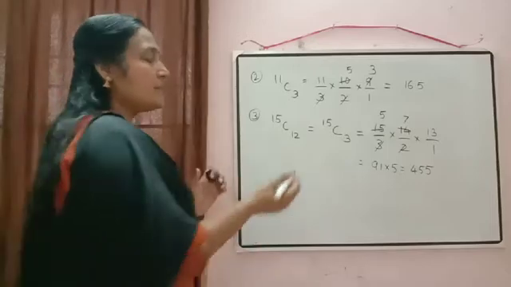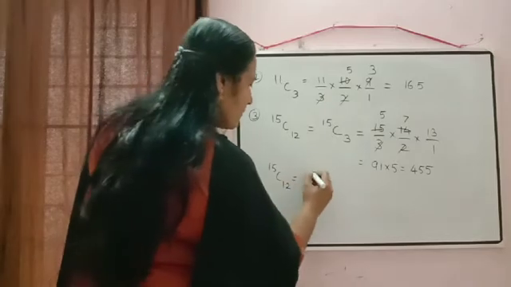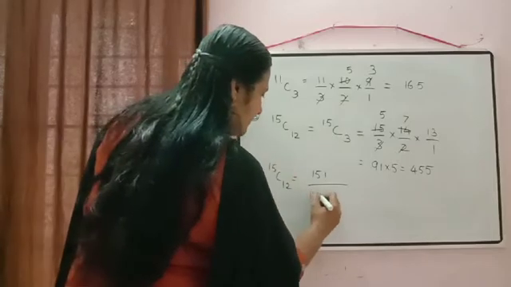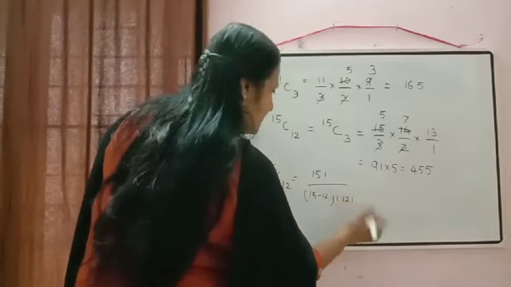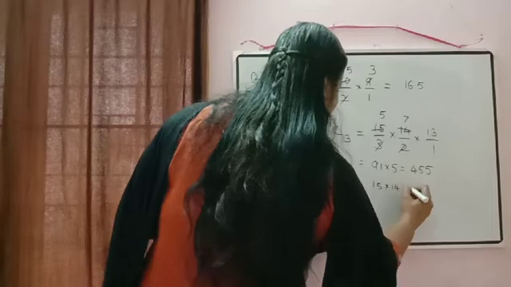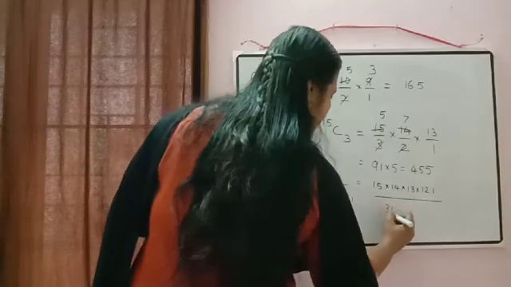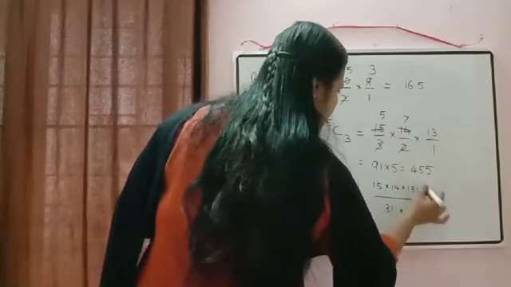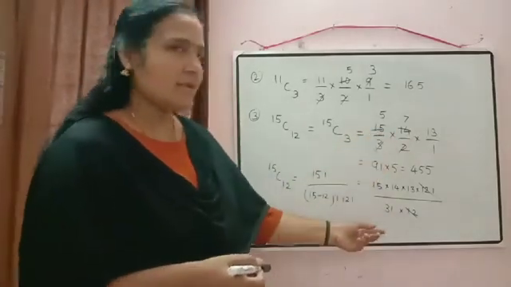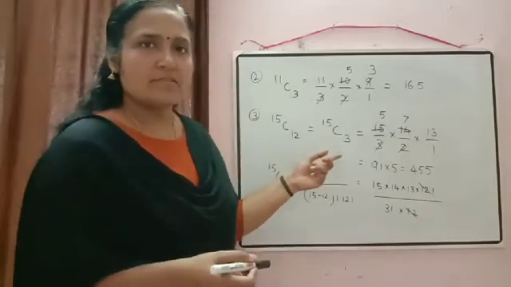The same question can be done using the formula also. 15C12 according to the formula we rewrite as 15 factorial by (15 minus 12) factorial into 12 factorial. Then 15 factorial can be written as 15 into 14 into 13 into 12 factorial, by 3 factorial into 12 factorial. 12 factorial will get cancelled and the same expression comes. Now you can simplify it. So either you can directly use the formula or we can use the properties to simplify.